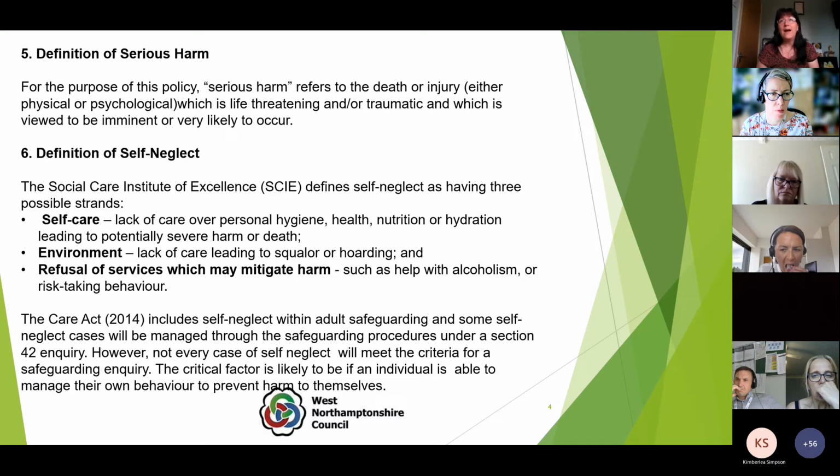However, it may be that actually an arm might be more appropriate and may run alongside other parts of things that are happening. So I know when I do the full arm training, I talk about MAPA, multi-agency protection meetings, and MARAC, and so this arm can run alongside that.